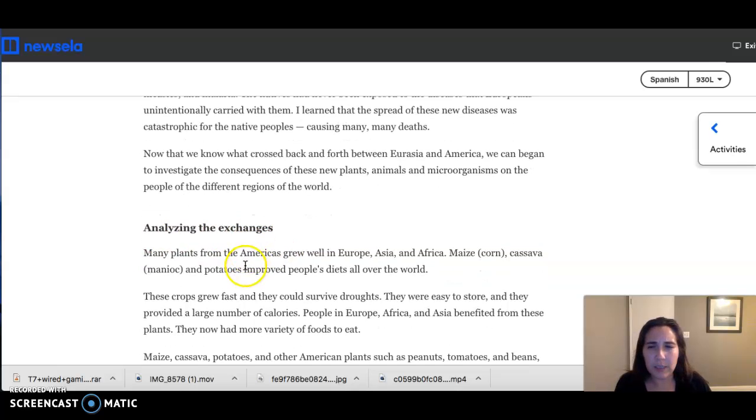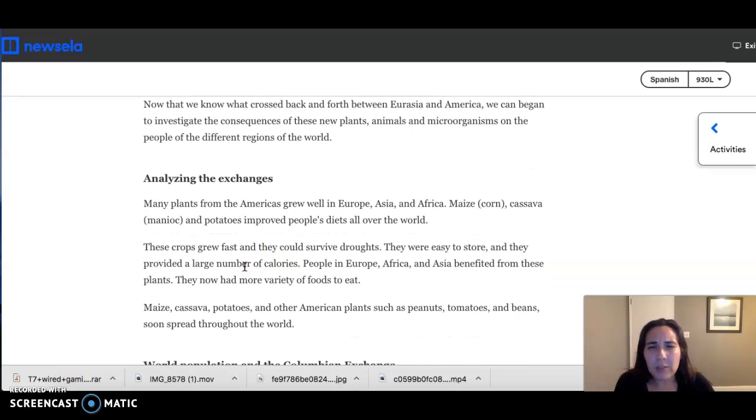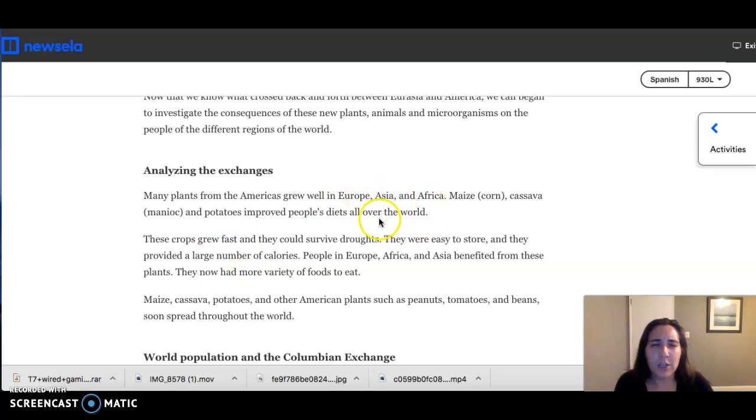Analyzing the exchanges. Many plants from the Americas grew well in Europe, Asia, and Africa. Maize, or corn, cassava, manioc, and potatoes improved people's diets all over the world. These crops grew fast and they could survive droughts. They were easy to store and they provided a large number of calories. People in Europe, Africa, and Asia benefited from these plants. They now had more variety of foods to eat.